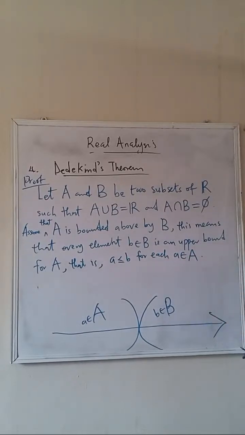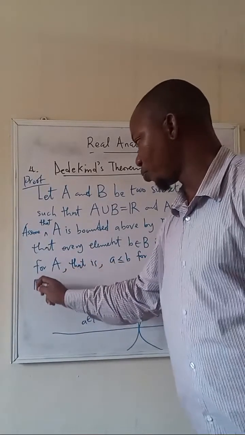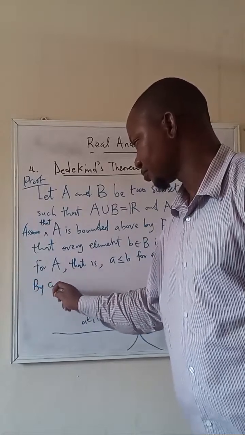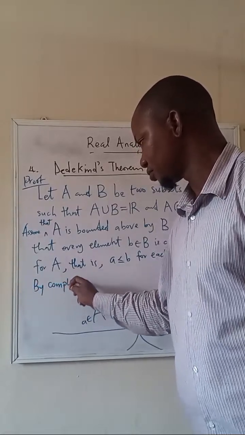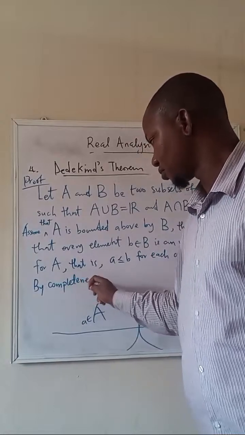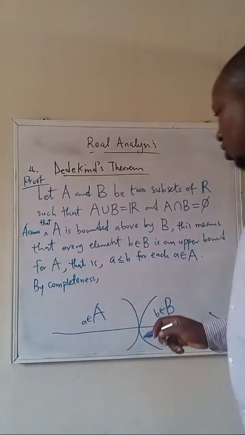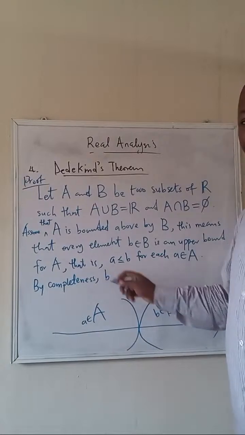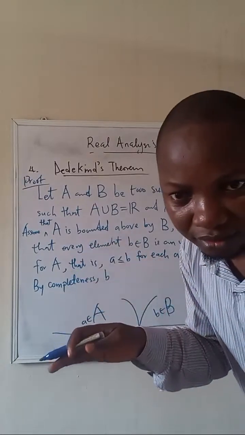Let's put it this way. Right? Now, by completeness axiom, B, those elements.